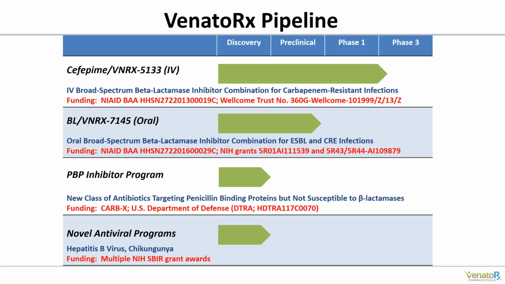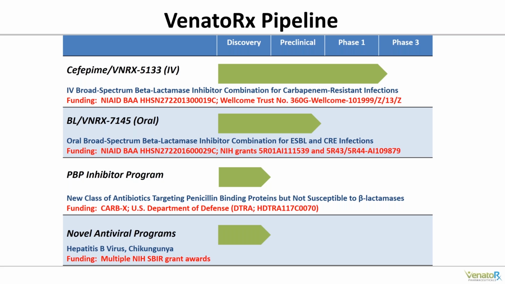Following that is a beta-lactam with an oral beta-lactamase inhibitor combination product that covers both ESBL and carbapenem-resistant Enterobacteriaceae infections. This was discovered through NIH grants, an R01 and an SBIR, and then ultimately was awarded another product development contract from NIAID. Again, on both of these contracts, we have been working with Anne and her team very closely.